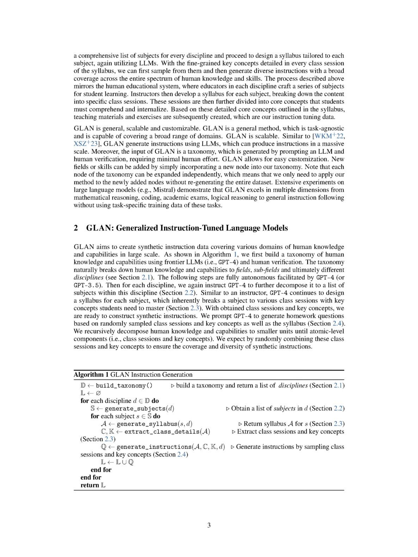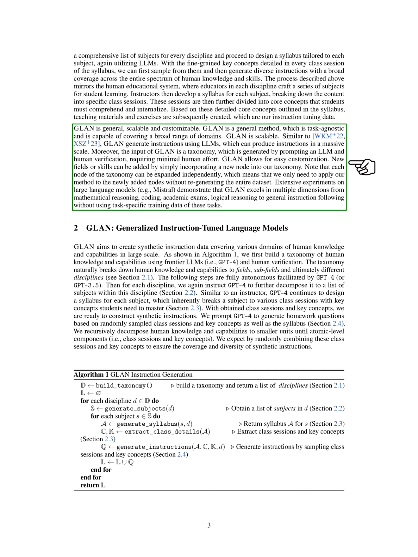Section Summary. In this section, we introduce a method called GLAN, Generalized Instruction Tuning for Large Language Models, that aims to create synthetic instruction tuning data across various disciplines systematically and automatically. By leveraging a pre-curated taxonomy of human knowledge and capabilities, we break down disciplines into smaller units, design tailored syllabi for each subject, and generate diverse instructions covering a wide spectrum of human knowledge and skills. GLAN is task-agnostic, scalable, and customizable, allowing for easy addition of new fields or skills without the need to regenerate the entire dataset, showcasing superior performance across multiple tasks without task-specific training data.